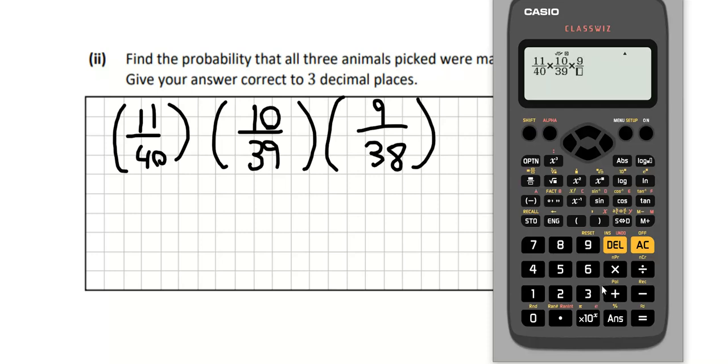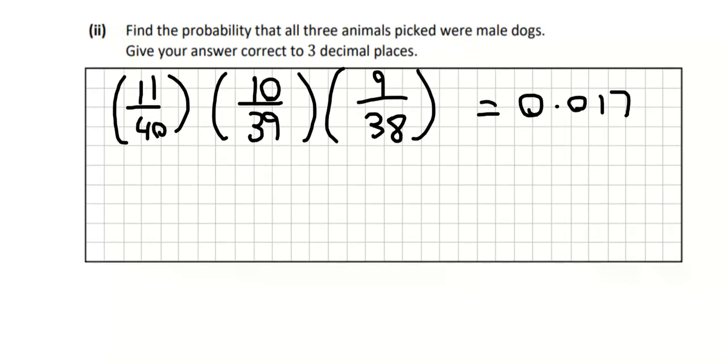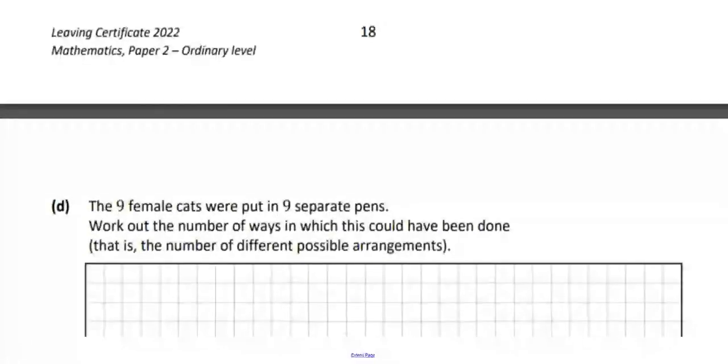And what do we get? 0.017, because you have to round it off. All right. Now, that's 3 male dogs in a row. Next one.